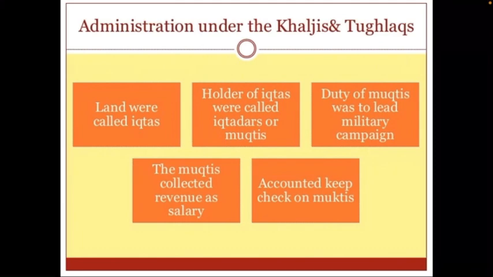Certain administrations under Khaljis and Tughlaqs. First, lands were called Iktas under both Khaljis and Tughlaqs. Then, the holders or the rulers of Iktas were called Iktadars or Muktis. The duty of these Muktis was to lead military campaigns. The duty also included the collection of revenue, which they kept as salary. Then accountants kept a check on Muktis. Accountants were appointed to check whether the Muktis were working properly or not.